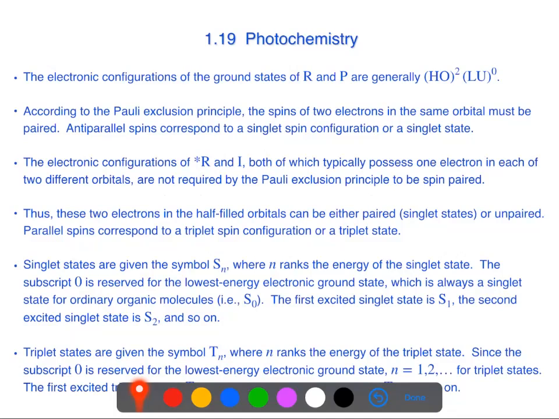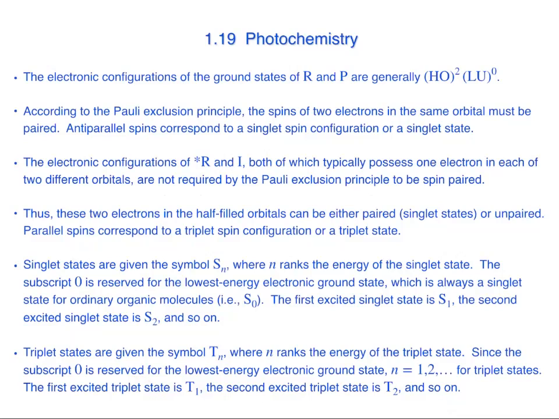Triplet states are given the symbol uppercase T subscript n, where n again ranks the energy of the triplet state. Now, since the subscript 0 is reserved for the lowest energy electronic ground state, for triplet states, where the lowest energy state is a singlet, S0, we start with 1 and then go up to 2 and so on. So the first excited triplet state is the T1 state, and the second excited triplet state is the T2 state.